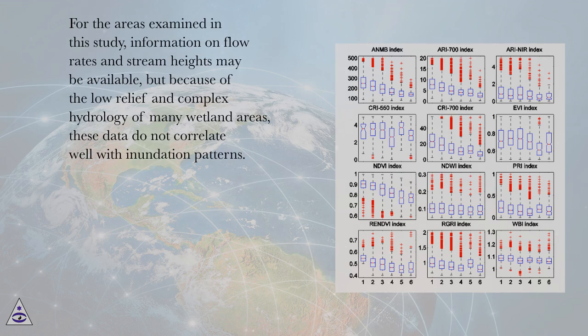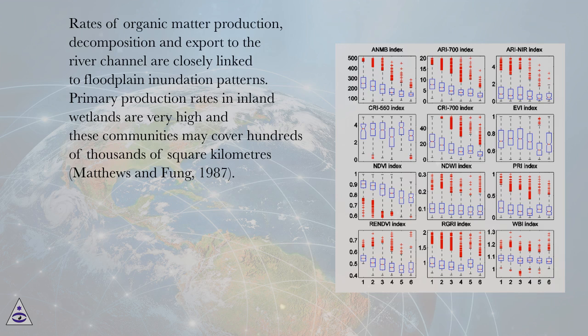For the areas examined in this study, information on flow rates and stream heights may be available, but because of the low relief and complex hydrology of many wetland areas, these data do not correlate well with inundation patterns. Rates of organic matter production, decomposition and export to the river channel are closely linked to floodplain inundation patterns. Primary production rates in inland wetlands are very high and these communities may cover hundreds of thousands of square kilometers, Matthews and Fung, 1987.